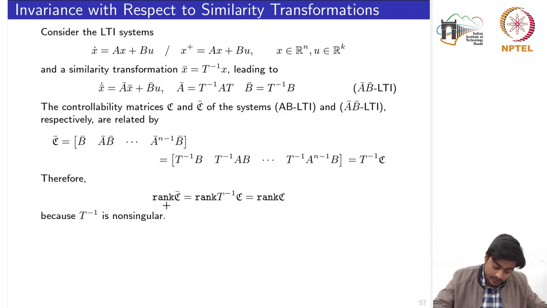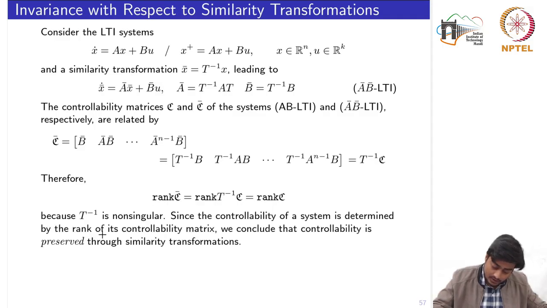Okay, so we would have the rank of C bar is equal to rank of T inverse C is equal to rank of C. Okay, the rank condition won't change because T inverse is non-singular. So since the controllability of a system is determined by the rank of its controllability matrix, we conclude that controllability is preserved through similarity transformations.